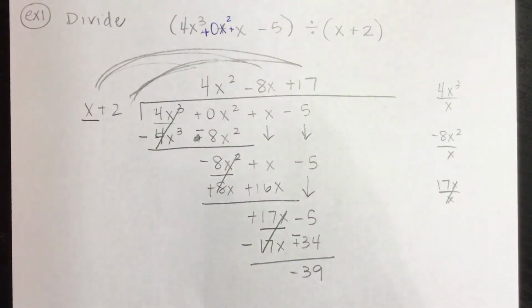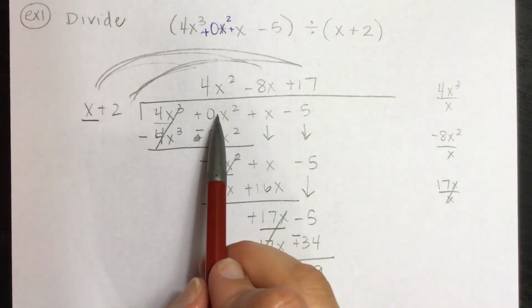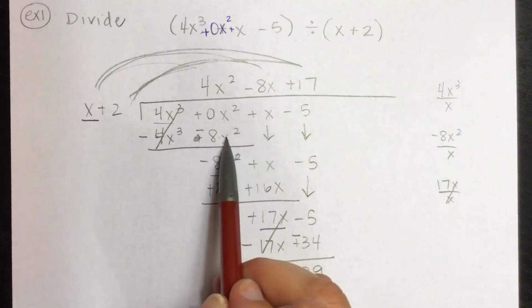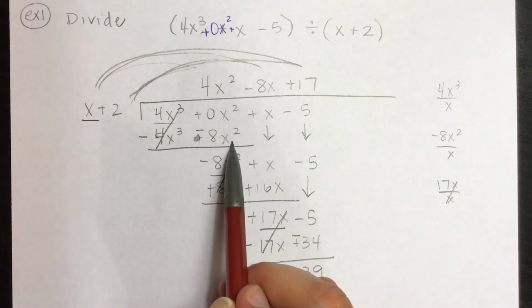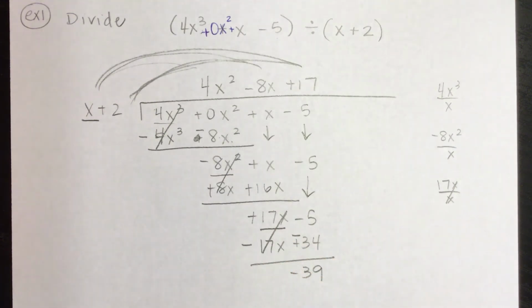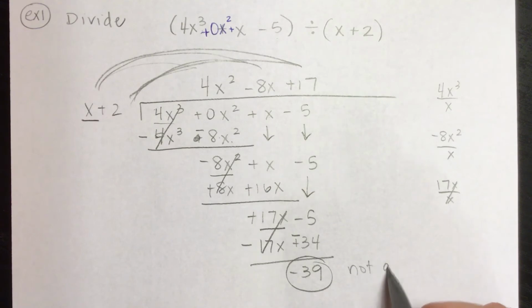Oh, there you go. And now we're done. If you hadn't had that 0x squared in here, you may have tried to combine these two, but this is just an x and this is an x squared. So the 0 just helps keep everything straight and nice and neat and in order. Also, side note, my remainder is not 0, so this is not a factor.